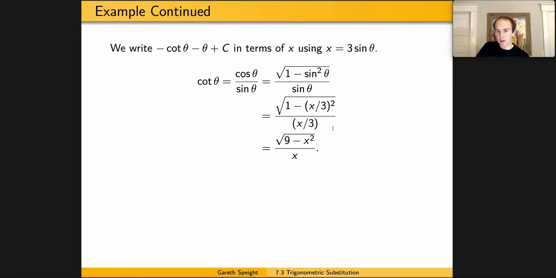Okay, now we just have to simplify. If we multiply top and bottom by 3, the bottom becomes x. If we multiply the top by 3, and we take that inside the square root, that's going to become multiplying by 9. So the top is going to become the square root of 9 minus x squared. Okay, so in the end, there is a little bit of algebra, but cotangent of theta became the square root of 9 minus x squared divided by x. Okay, and then the other piece was theta. Well, if x is 3 sine theta, then sine theta is x divided by 3. The best you can do is theta is inverse sine of x over 3.